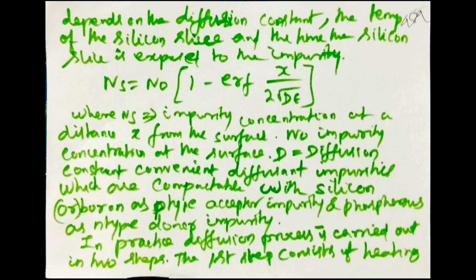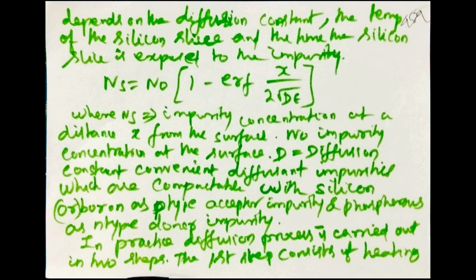Ns is equal to N0 times (1 minus erf of x divided by 2 root of Dt), where Ns is impurity concentration at a distance x from the surface, N0 is impurity concentration at the surface, and D is the diffusion constant. Convenient diffusant impurities which are compatible with silicon are boron as P-type acceptor impurity and phosphorus as N-type donor impurity.